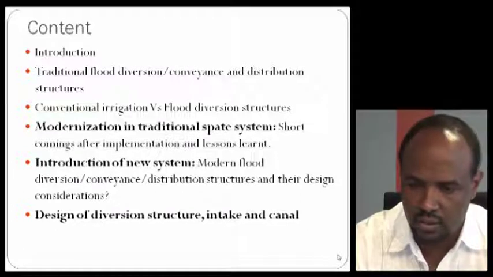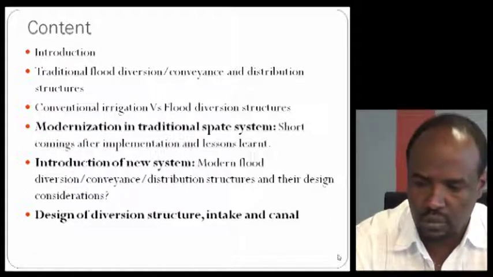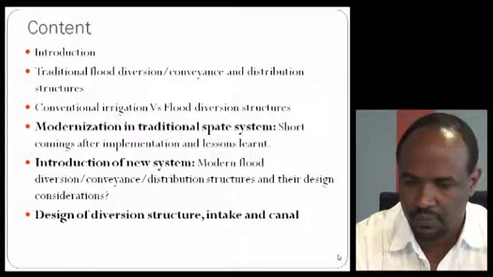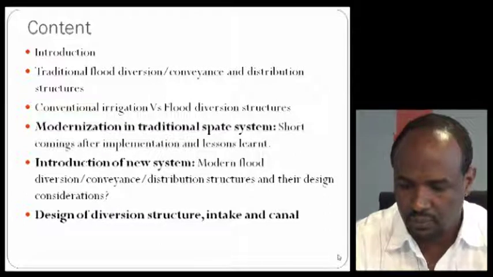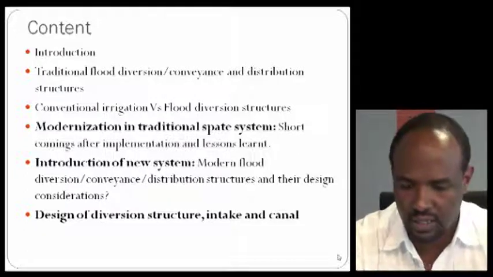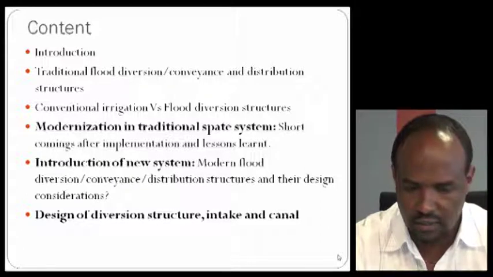The contents of the presentation are: first I will give small highlights and an introduction about spate irrigation in general, and its traditional, modernized and newly introduced structures, and finally I will give some design criteria for the diversion structures, intakes and canals.